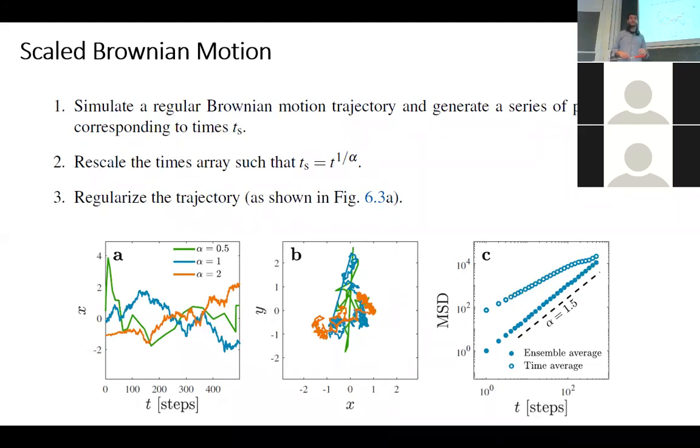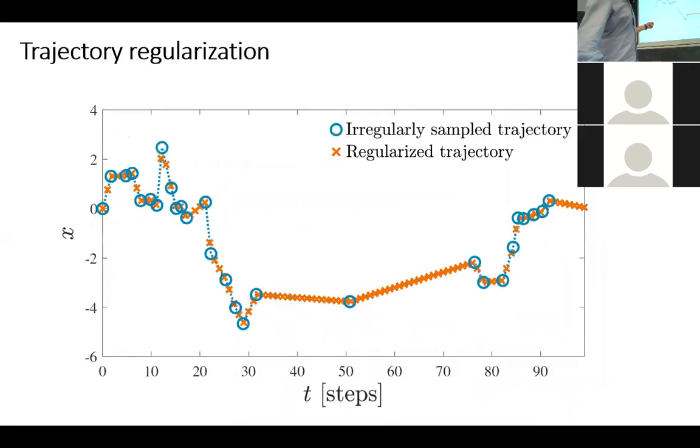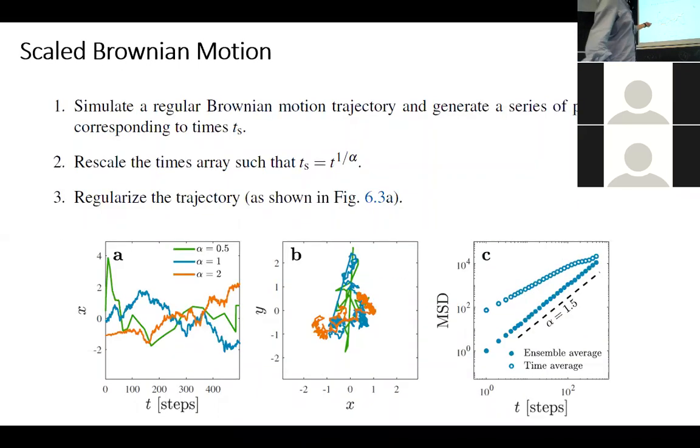Is this clear? And of course, after I do this, I have an array of time that is not regularly sampled. I just need to apply the regularization that I was showing you in the previous slide. And then you end up with these trajectories. And this is how they look like in 2D, roughly. And what we can now do is try to see if they are ergodic, which is that I try to see what is the ensemble average and time average of the mean square displacement of this motion.